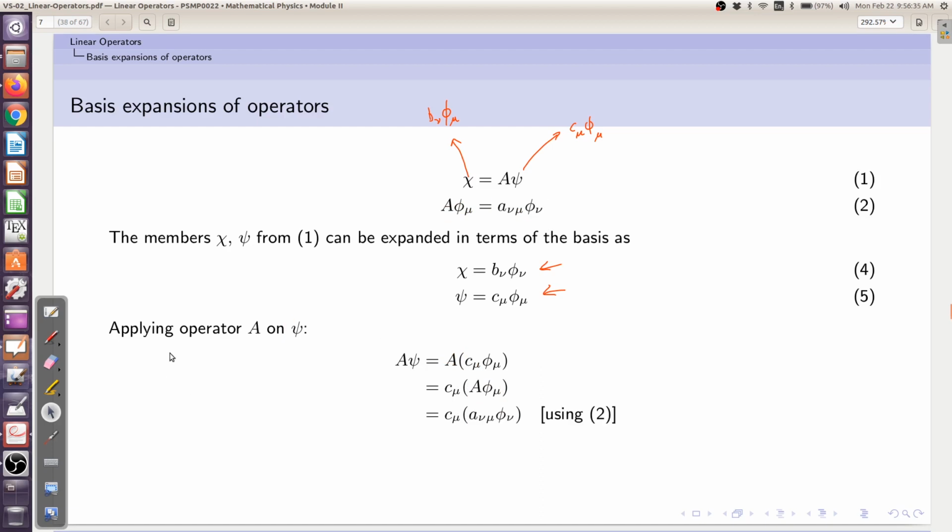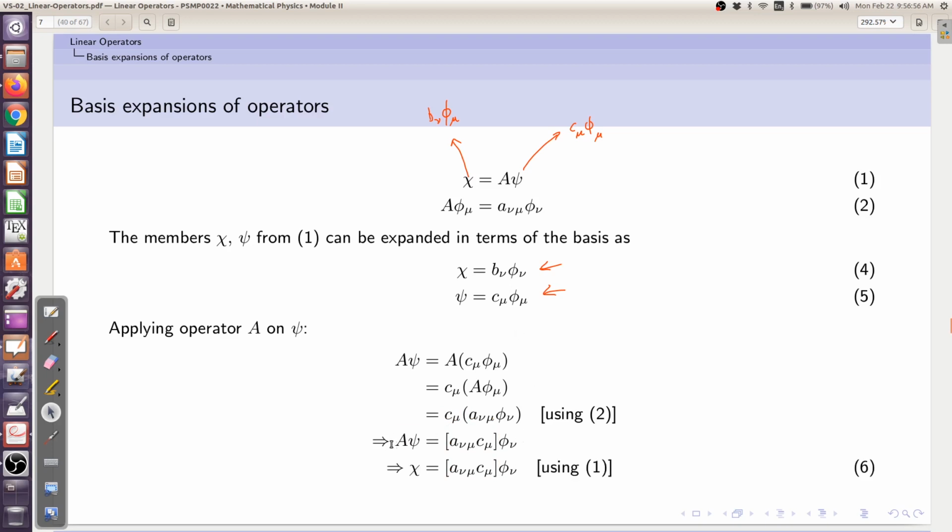Using this equation number 2. So this gives us A nu mu phi nu. Okay, so we have A psi is equal to, I can just collect this, A nu mu and C mu, and then we have phi nu.